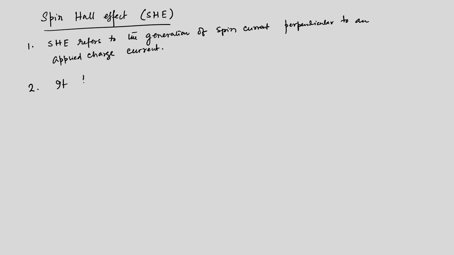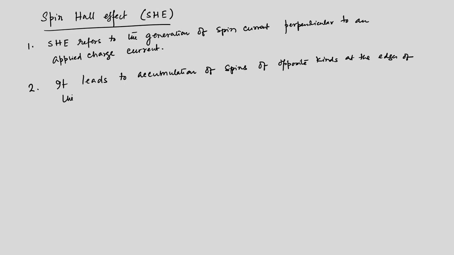So it leads to accumulation of spins of opposite kinds, that is up and down spins, at the edges of the sample. Just like opposite charges, they accumulate at the edges of the sample.